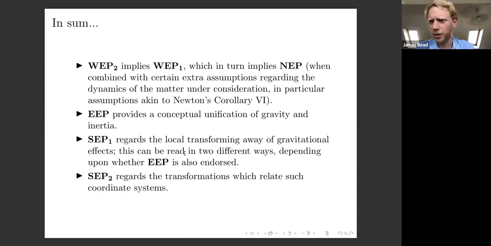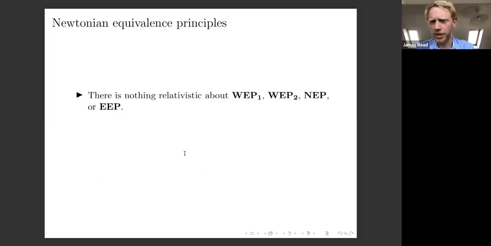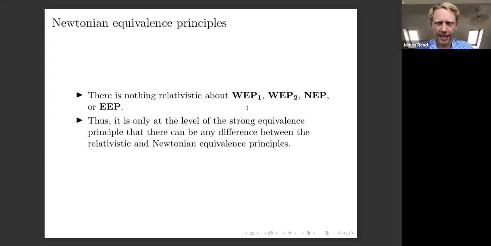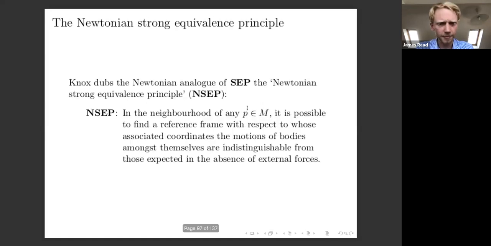Good, so that was mostly phrased in the relativistic case, but note that in fact there was nothing really relativistic about any of these. There was no explicit commitment to either a relativistic or a Newtonian framework. So it's only at the level of the strong equivalence principle that there could be any difference between the relativistic and Newtonian equivalence principles. So let's think about Newtonian equivalence principles a bit more now.